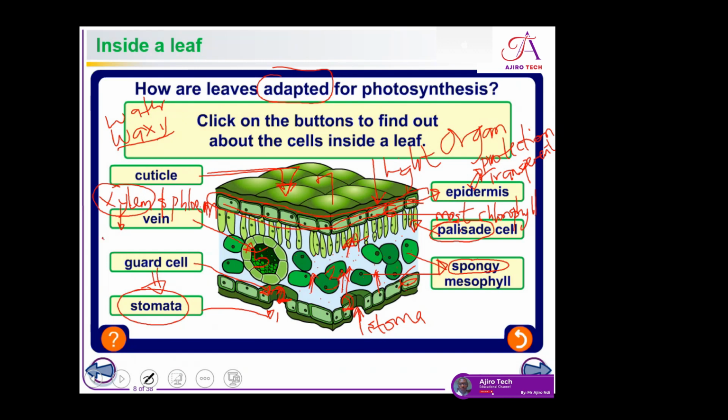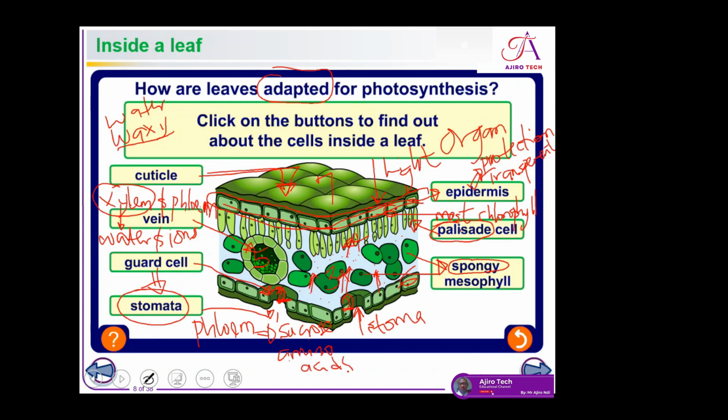So the xylem actually transports water and ions from the root all the way up the plant. Once the root cells absorb the water and the ions, the xylem transports them from the root towards the leaves. The phloem transports the food that is made, the nutrients, essentially sucrose and amino acids.